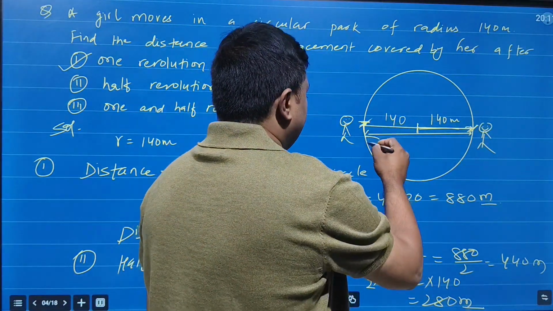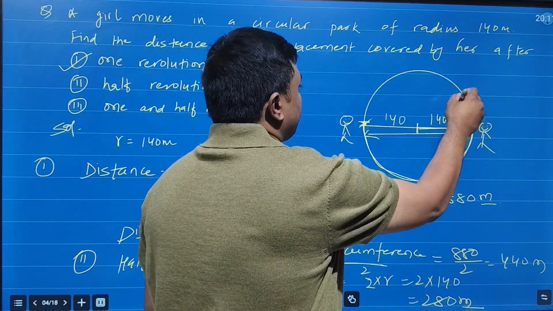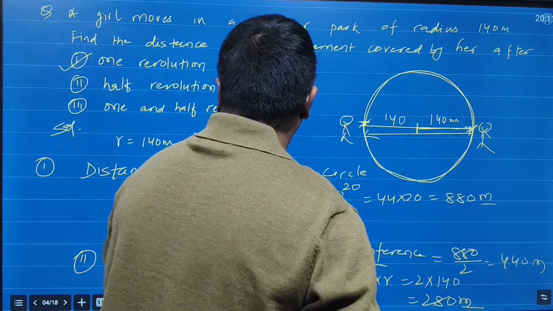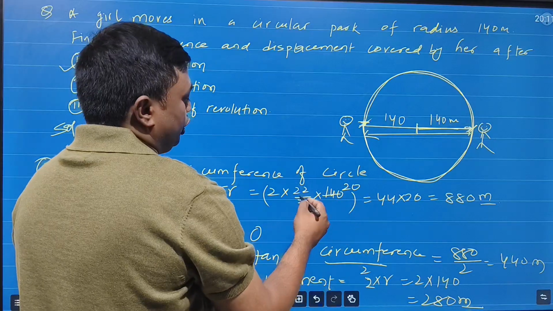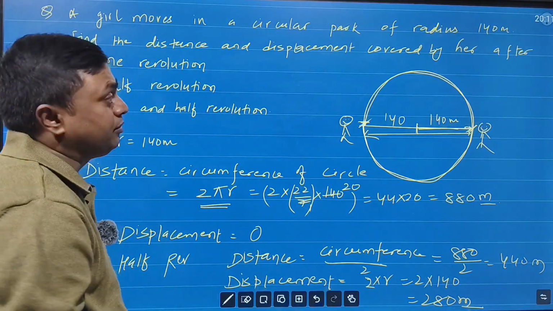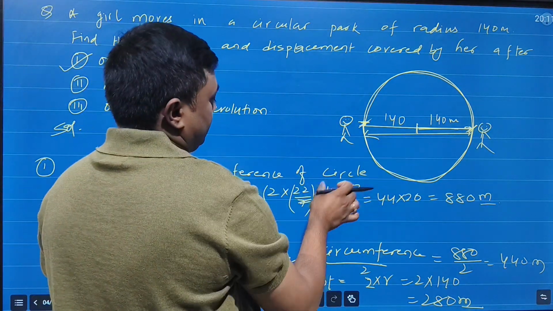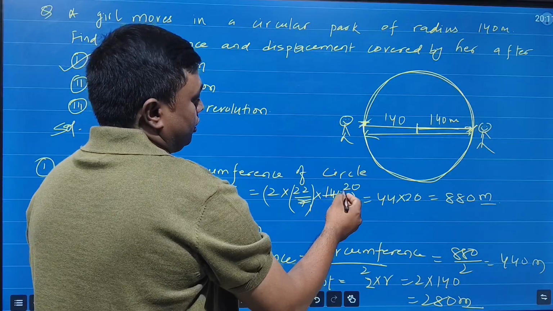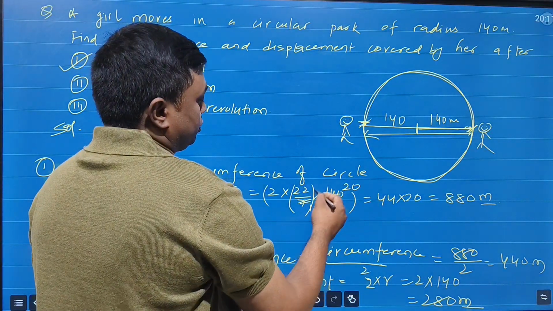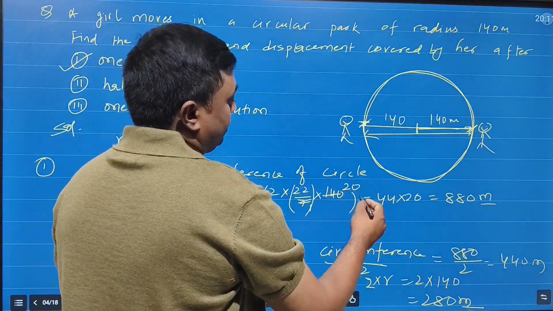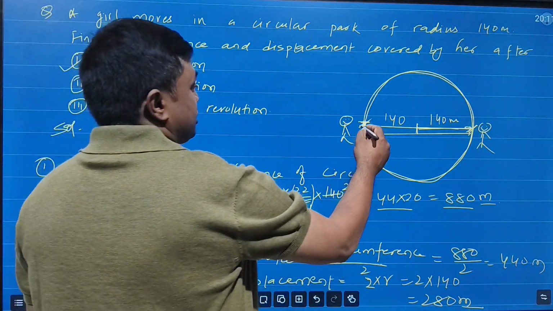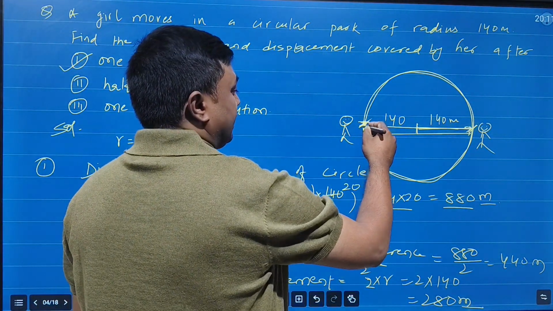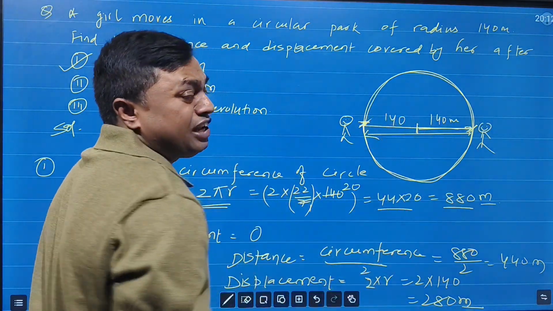When we talk about the distance, distance is nothing but the circumference of the circle. What is the circumference of the circle? That is 2 pi r. Solve this: 2 into pi, the value of pi is 22 by 7, and radius is given as 140. So 7 into 20 is 140, so 2 into 22 into 20. You will get 880 meter. And what about the displacement? I started from here and came back to here only, so displacement is 0.